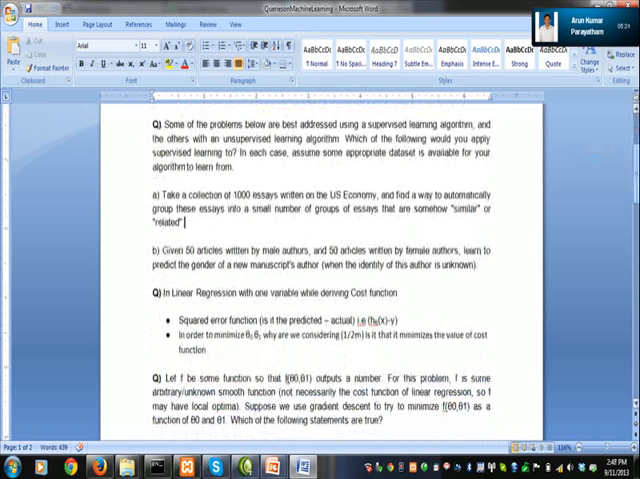It is not supervised learning, it is unsupervised learning, because we are not saying how many groups we want and which document should fall into which group. So it is unsupervised learning.